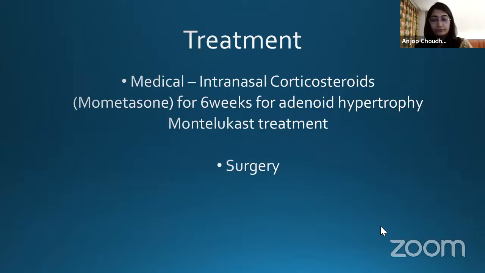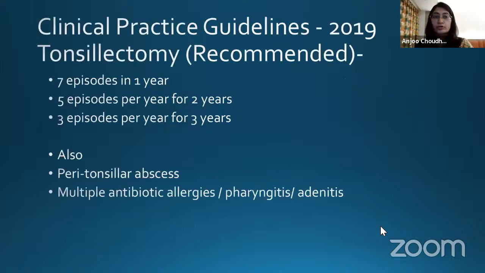The second thing is, of course, surgery. But do all our patients with increased tonsils and adenoids, all patients who are snorers, do they need surgery? So there are certain clinical guidelines that have come up, clinical practice guidelines in 2019 for tonsillectomy. It recommends that any child with 7 episodes of sore throat per year, or 5 episodes per year for 2 years, or 3 episodes per year for 3 years is a good candidate for tonsillectomy.